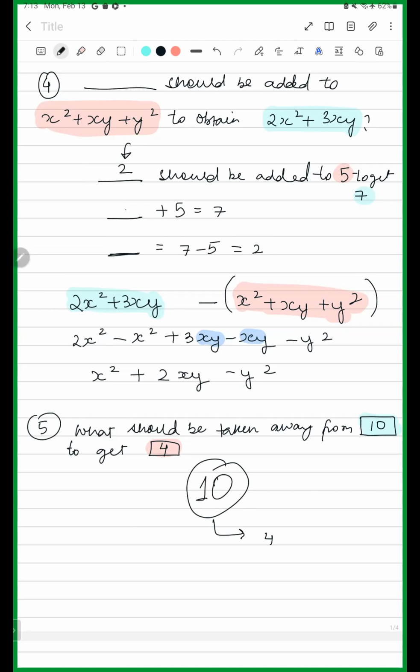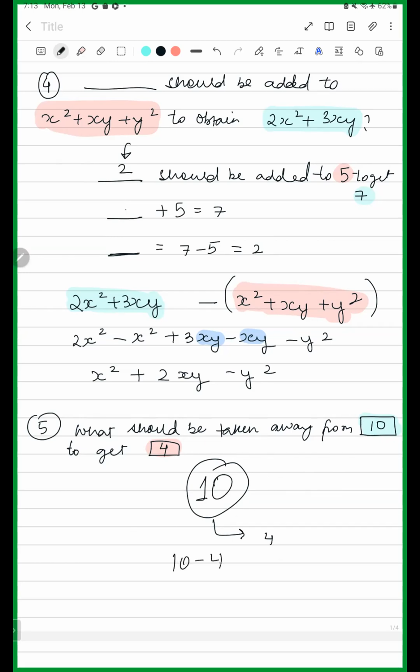What is the answer? Yes, 6 should be taken away from 10. 10 minus 6 will give you 4. But how did you know this? How did you calculate it? You did 10 minus 4, right?